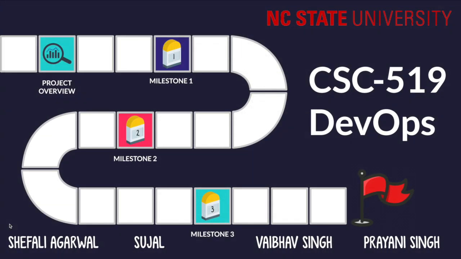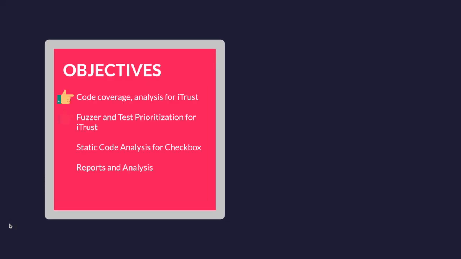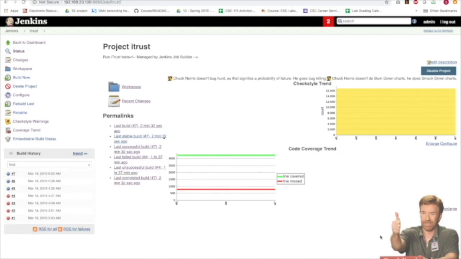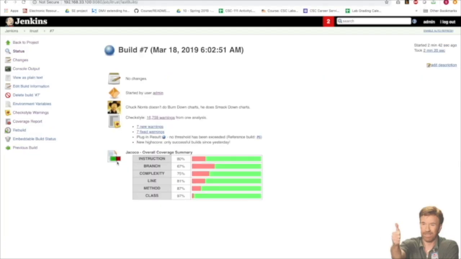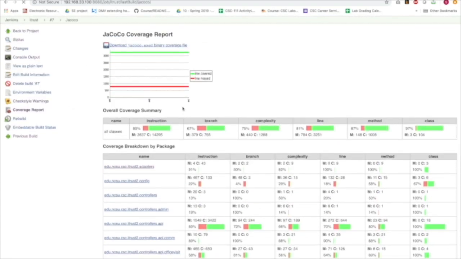For milestone 2, we focused on code coverage, test prioritization via fuzzing, static code analysis, and Jenkins build reports to improve the quality for the application. We configured failure thresholds on the basis of existing build metrics and set up Jacoco plugin for measuring the code coverage, and also used Checkstyle plugin to monitor the quality of the code.